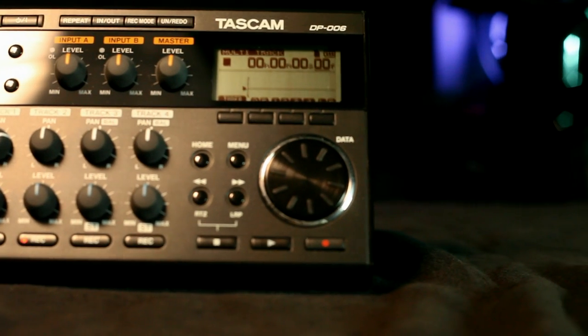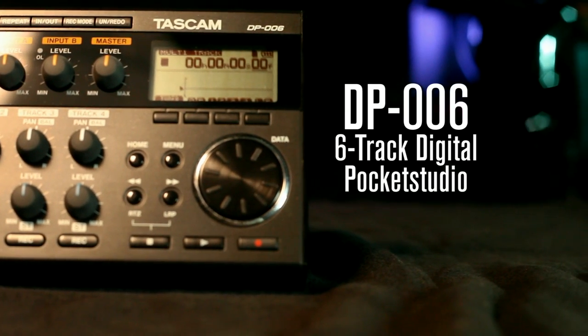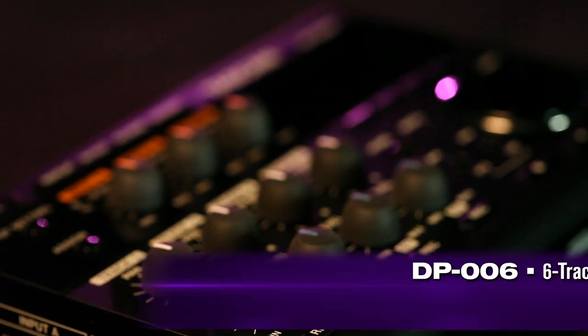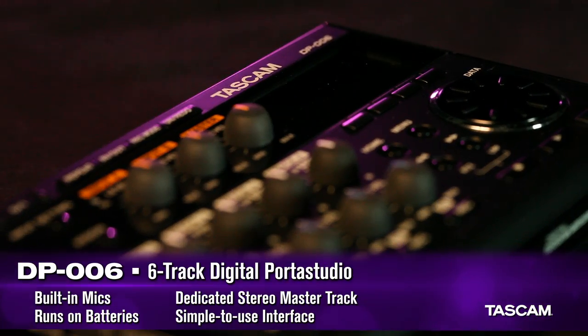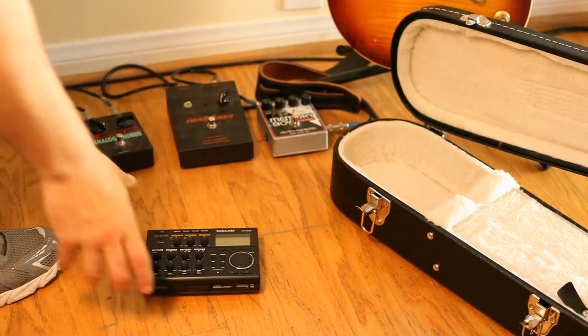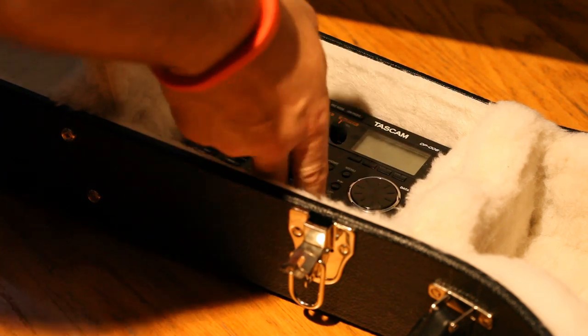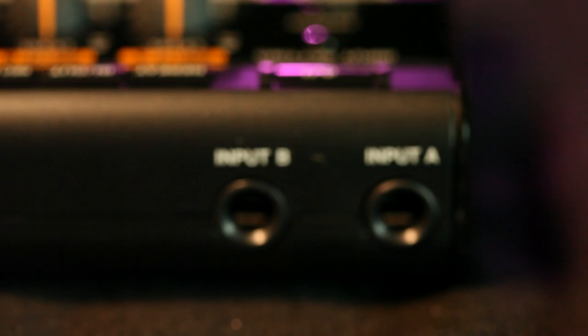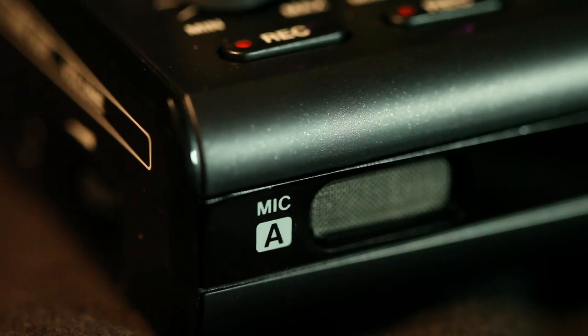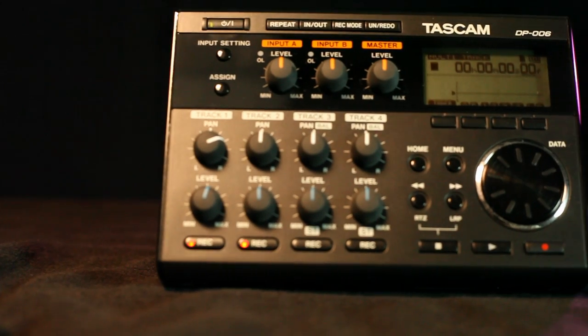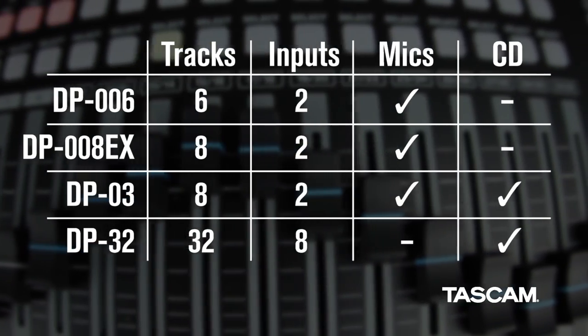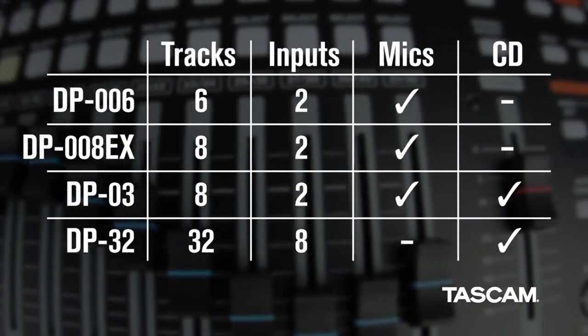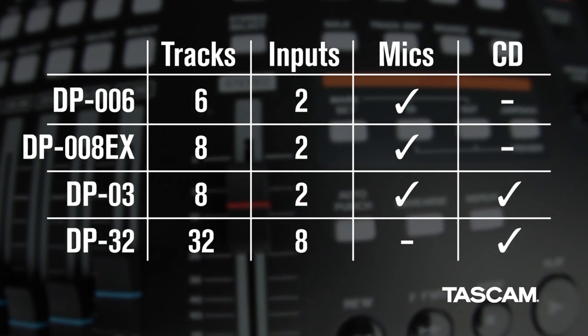The DP006 is an ultra-portable 6-track pocket studio recorder with 2 mono and 2 stereo tracks. Smaller than many guitar pedals, it's compact enough to carry anywhere inspiration may strike. Like all Digital Portastudios, it has an additional stereo track for mixdown. Based on over 35 years of Portastudio recording, TASCAM's lineup of Digital Portastudios makes recording easy to help you stay creative.